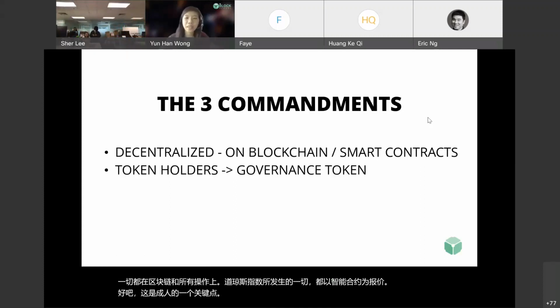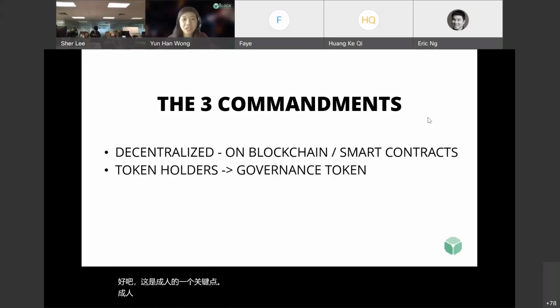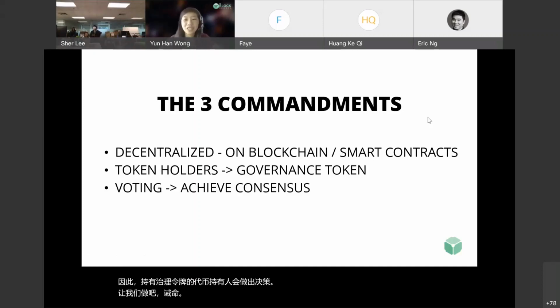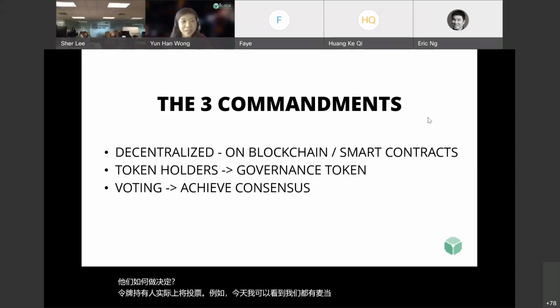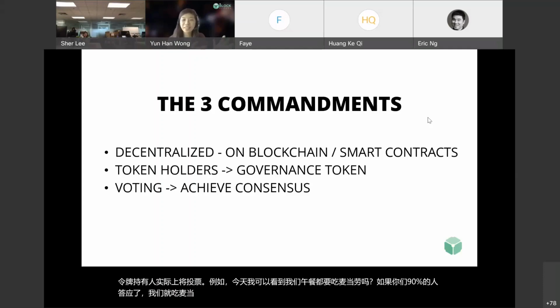Second point, in a DAO, who make the decision? There is no leader, there is no boss. So the token holders, the holders who hold the governance token, make the decision, which leads to the third commandment. How do they make decision? Token holders will actually vote. For example, today I can say, shall we all have McDonald's for lunch? If 90% of you say yes, let's eat McDonald's, then you vote for yes, we achieve a consensus because majority of you say yes, you want to go eat McDonald's today. Then this is how the DAO make decision.